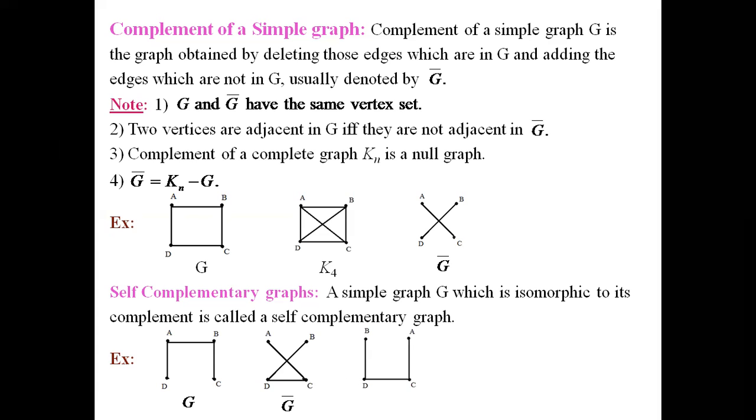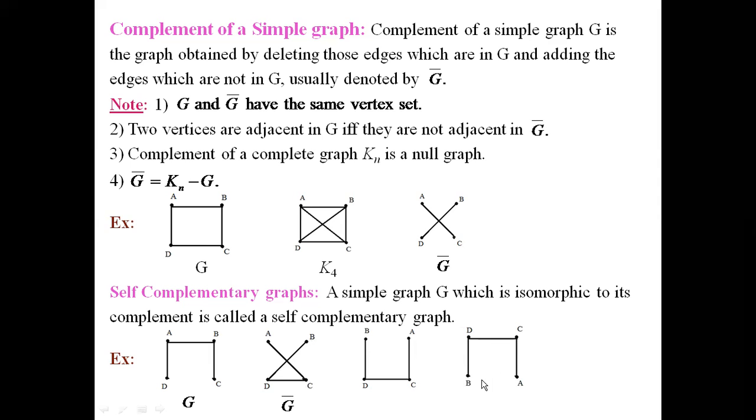The same graph G complement can be written in this way also. I have just exchanged the vertices B and A, the edges remain the same. The positions of the vertices A and B are just exchanged here, but the edges remain the same: BD, AC and CD are the edges. So this is also G complement for us.